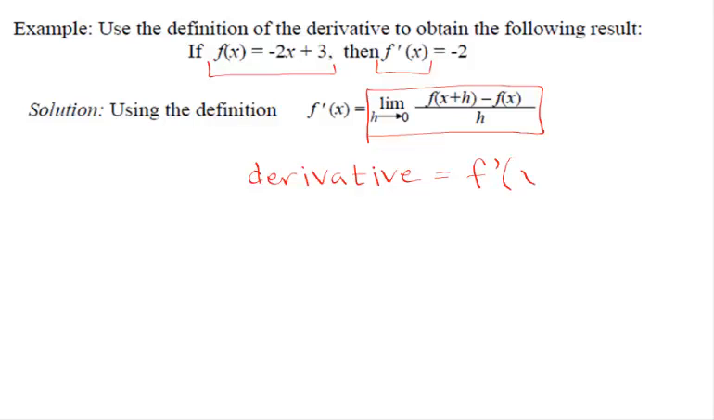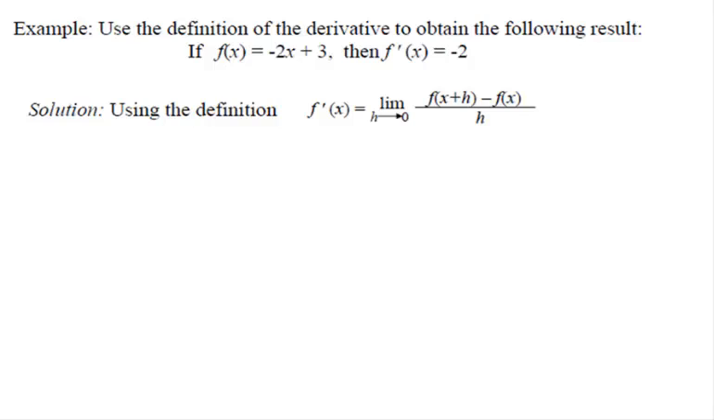If we are given a function f of x and they ask for this function, f apostrophe parentheses x means derivative. So this says if f of x equals negative 2x plus 3, then the derivative of x for all x everywhere equals negative 2. So we are to use the definition of the derivative to prove that is a true statement. If this, then that. So here's the definition of the derivative.